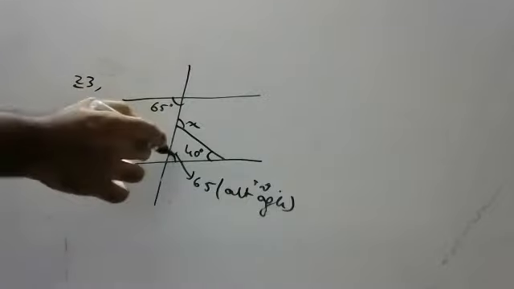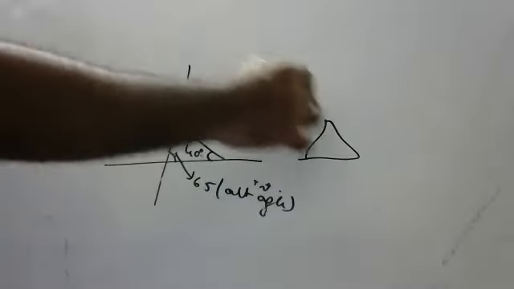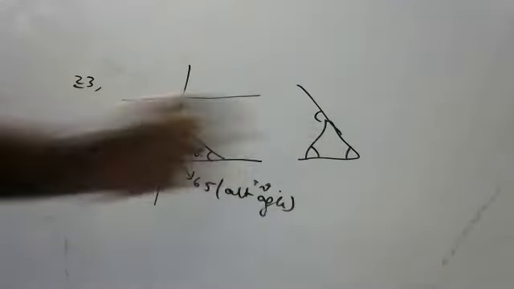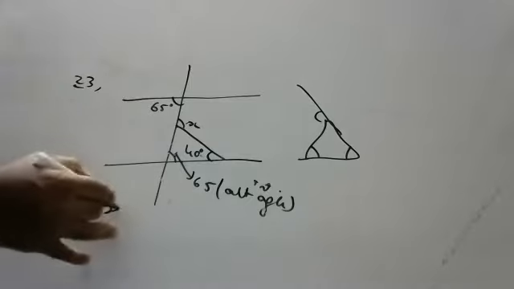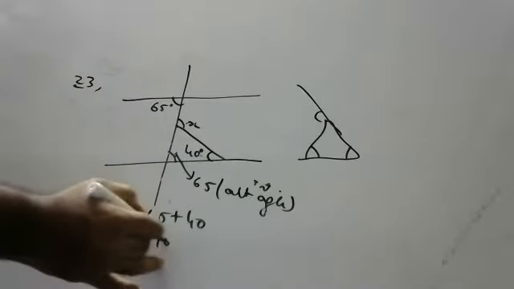Exterior angle is equal to sum of interior opposite angles. All of you know that statement, children, yes or no? In 7th class you studied, in 8th class you studied. In a triangle, exterior angle will be equal to sum of interior opposite angles. So x is equal to 65 plus 40. x is equal to 105 degrees.